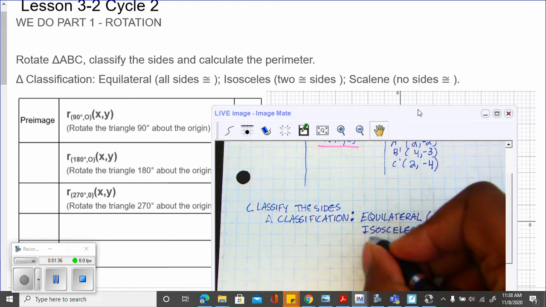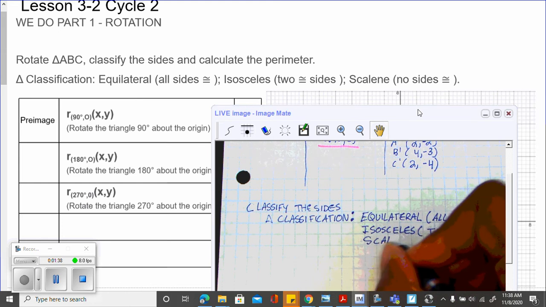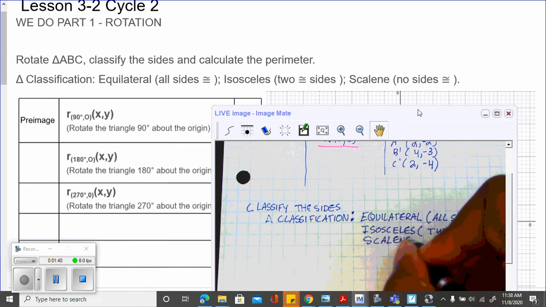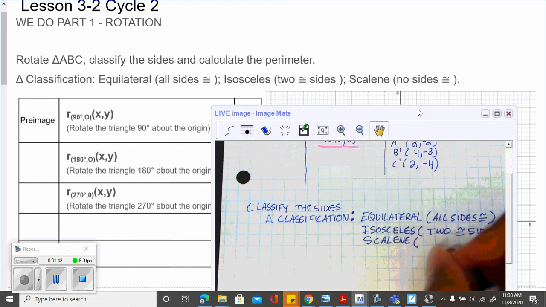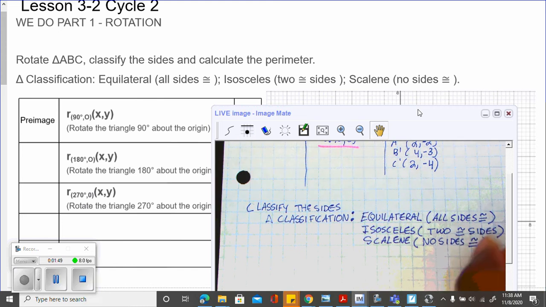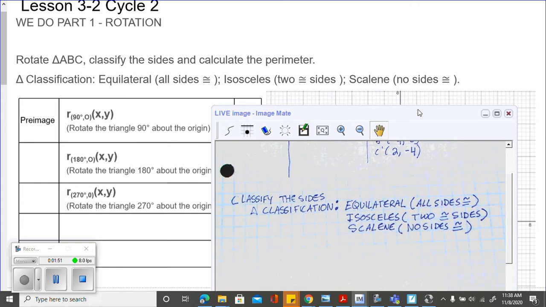If it's scalene, none of the sides, so no sides, will be congruent. So all the sides of the triangle have different measurements of length.